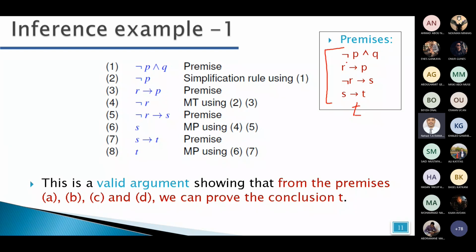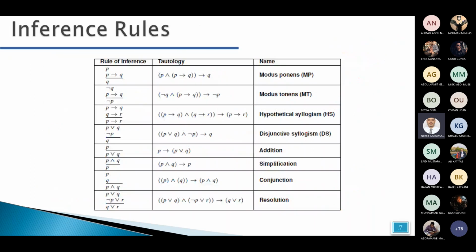We will start from the first one. For the first premise, we can use the simplification rule on this one. If you remember the simplification rule, it's here. What it says is, if we have P and Q, we can get P.